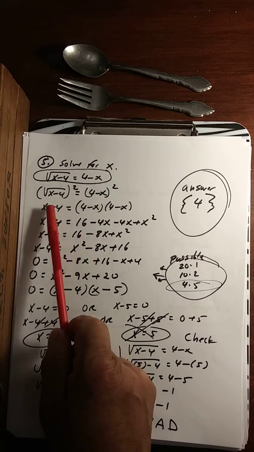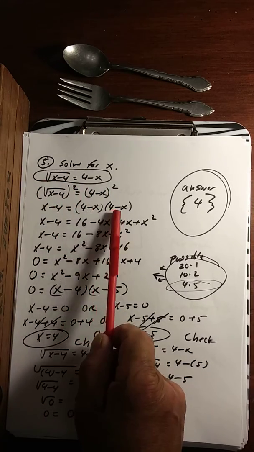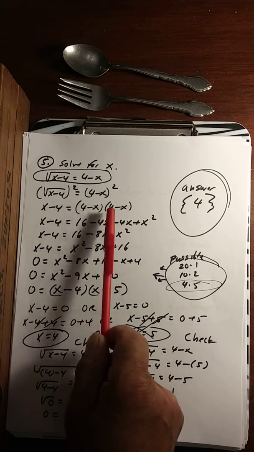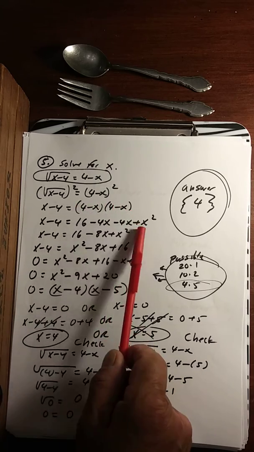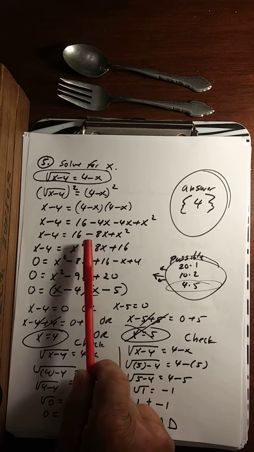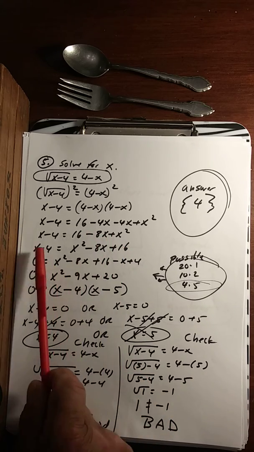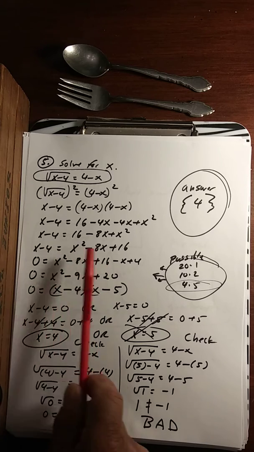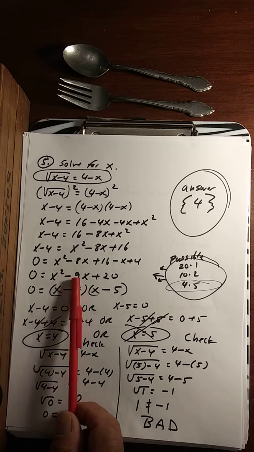Square both sides of this. You got x minus 4, 4 minus x. 4 minus x. That's going to be 4 times 4 is 16. Minus 4x, minus 4x, x squared. So 16 minus 8x plus x squared. Rewrite it: x squared minus 8x plus 16. Bring these numbers over. Minus x plus 4. X squared minus 9x plus 20.